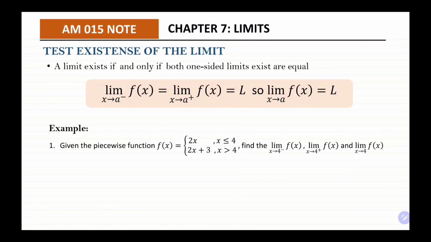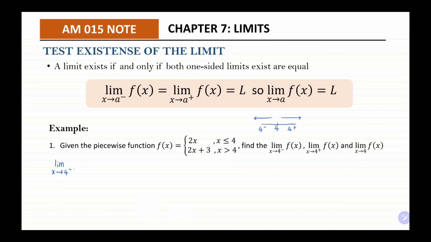Given the piecewise function f(x) equals 2x where x less than or equals to 4, and function 2x plus 3 for x greater than 4, find the limit x approach 4 from left, limit x approach 4 from right, and limit x approach 4. So first we find limit x approach 4 from left. Okay, we have a number line, 4. This one is 4. Greater than 4 means 4 from right, and less than 4 means 4 from left.